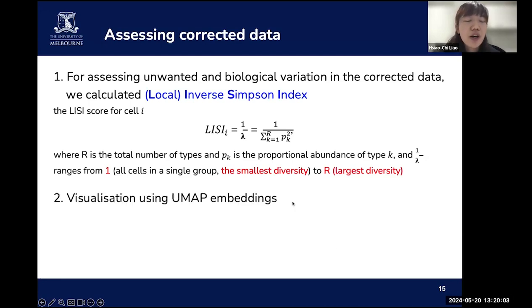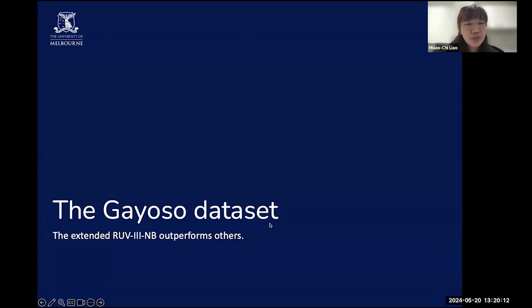We also have some visualization using UMAP embeddings, and I'll show some DE analysis results for comparison. So let's start from the Gayoso dataset. This is the dataset where extended IUV3MB outperforms others.